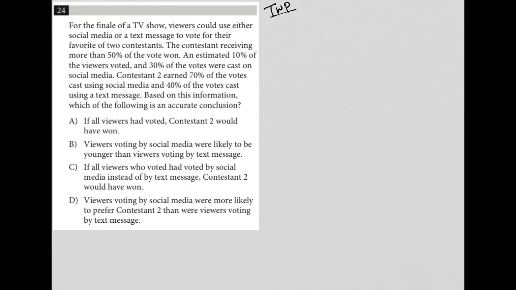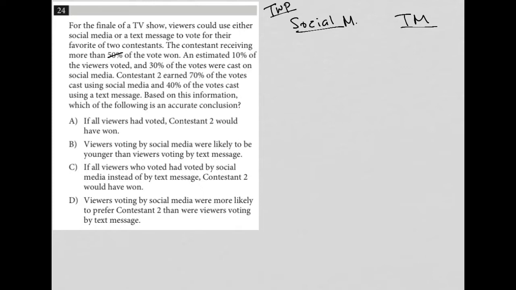So the question says, for the finale of a TV show, viewers could use either social media or text message. Okay, so I'm going to say social, I'll just put M, and I'll just say TM for text message. Those are the two ways to vote. The contestant receiving more than 50% of the vote won. Okay, so we understand how that works. You got to get more than half the vote in order to win. I'm not going to write that down.